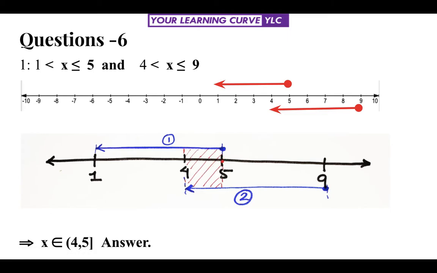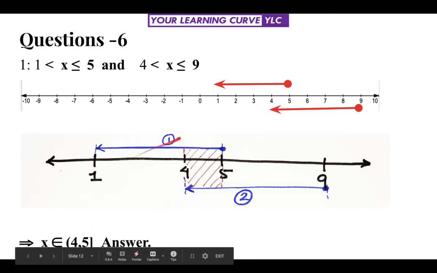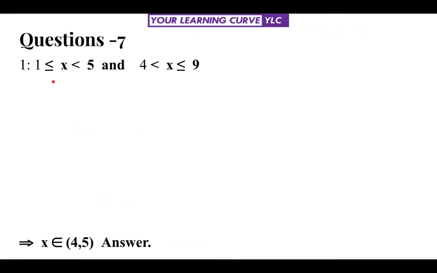Now we go to 5. 5 is part of the first inequality, it satisfies the first inequality, and 5 also satisfies the second inequality. So 5 can be part of our answer since it satisfies both the inequalities. So we will put a closed bracket over here. Let's do one more question.